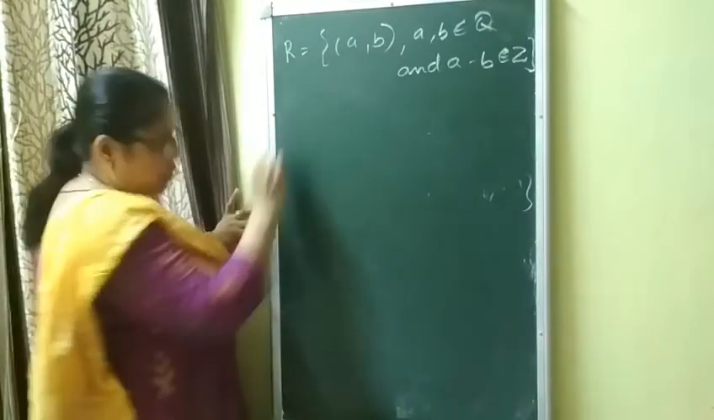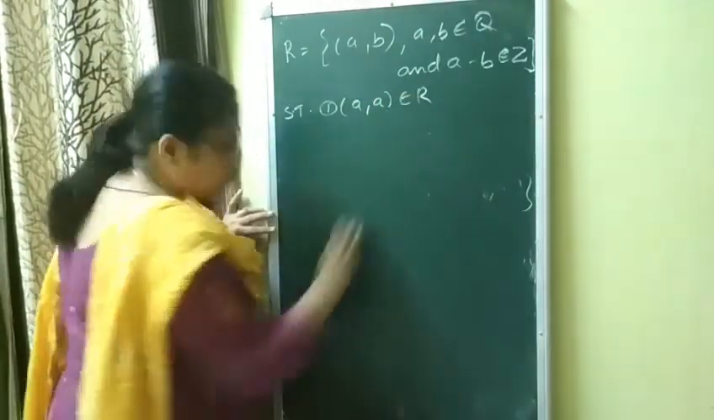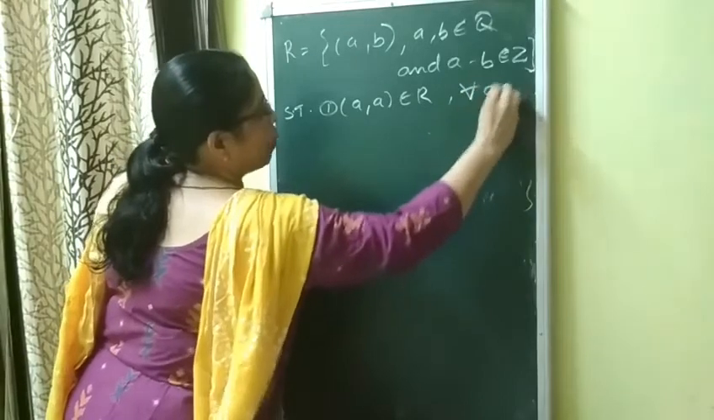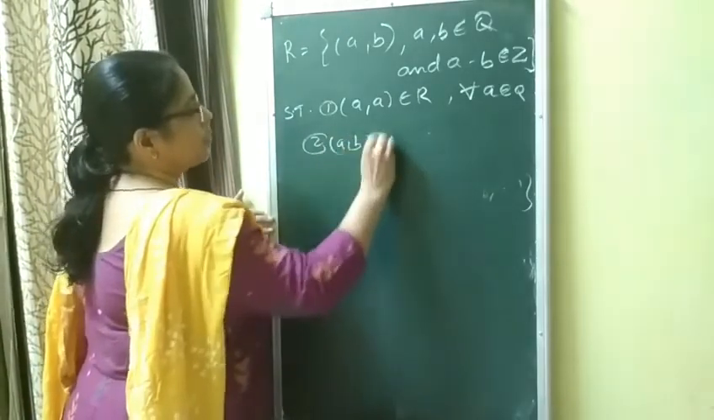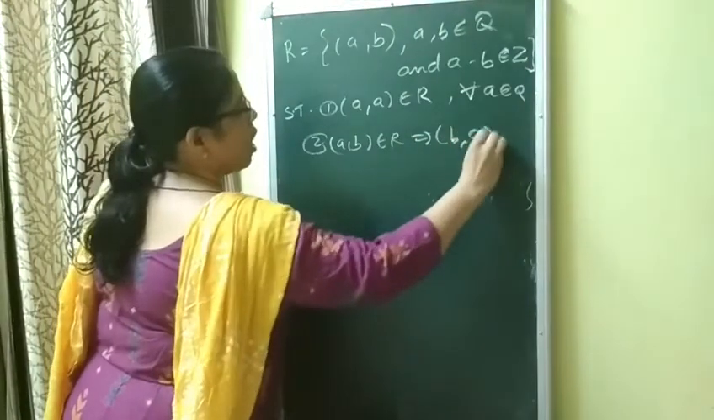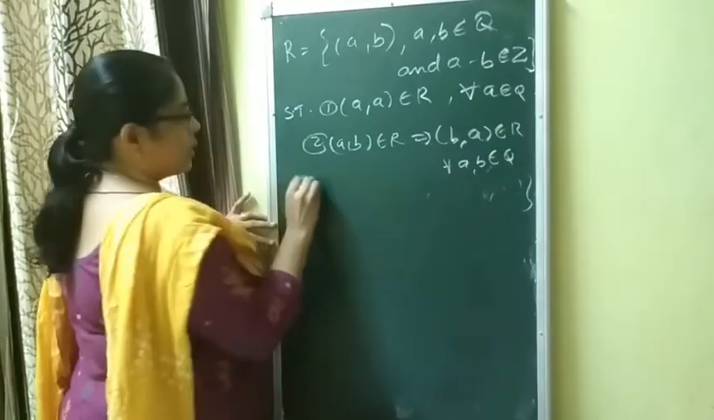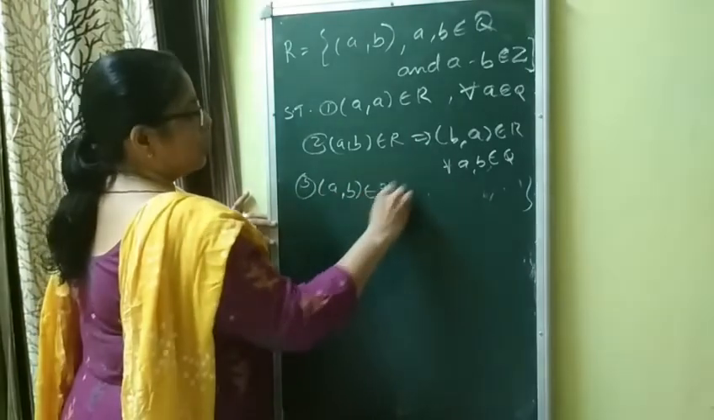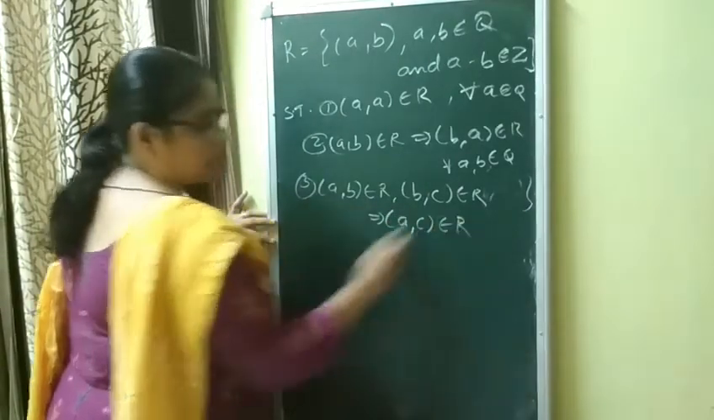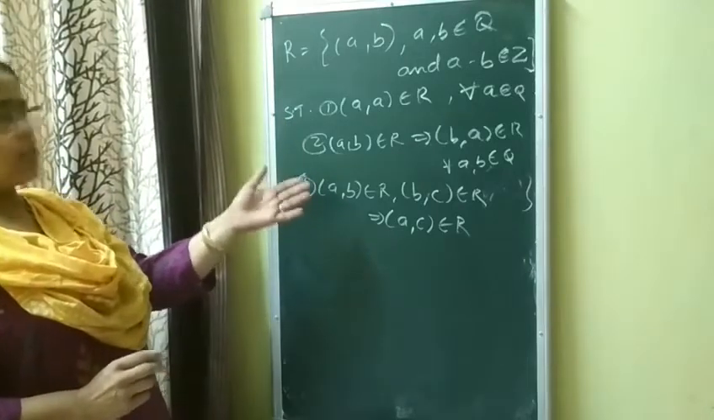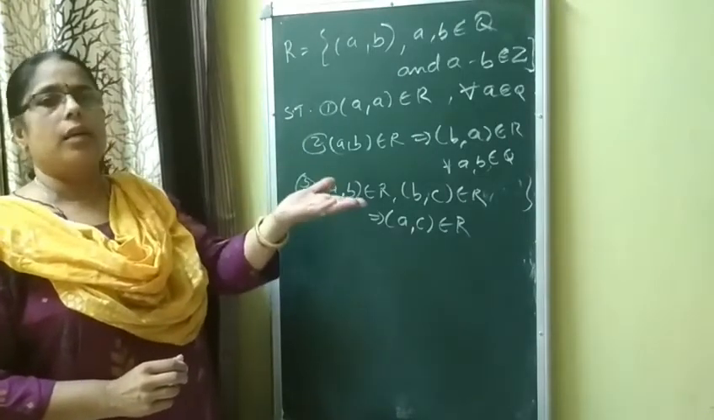You have to show, first part, that (a, a) belongs to R for all a belongs to Q. Second one is (a, b) belongs to R implies (b, a) belongs to R, again for all a, b belongs to Q. Third part is (a, b) belongs to R, (b, c) belongs to R, implies (a, c) belongs to R. This type of relation has one name, that is equivalence relation, that we will study deeply in the coming class, that is in 12th.